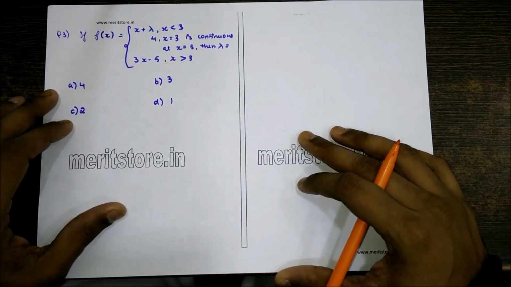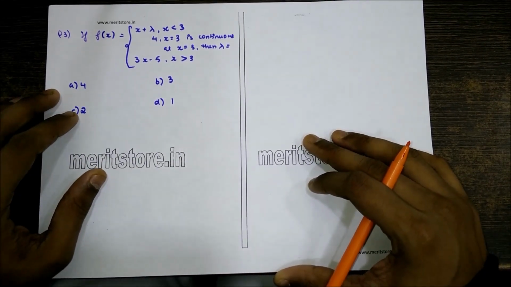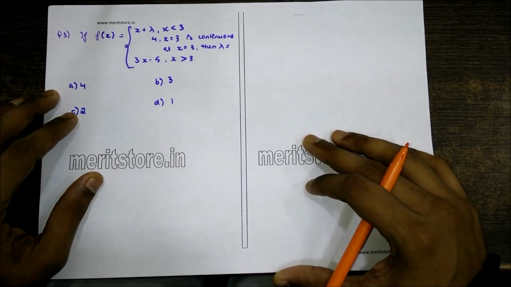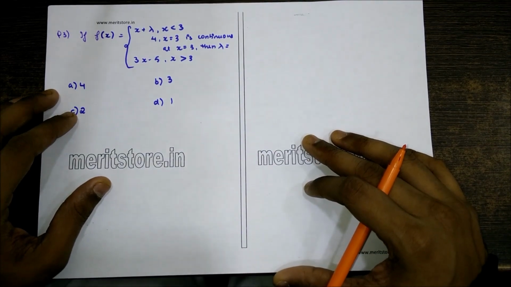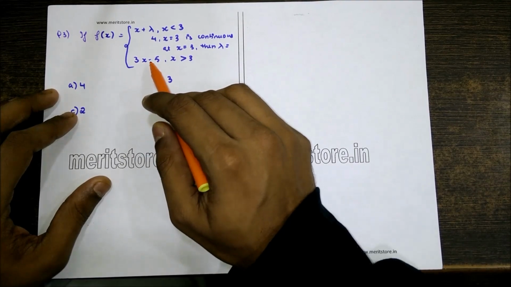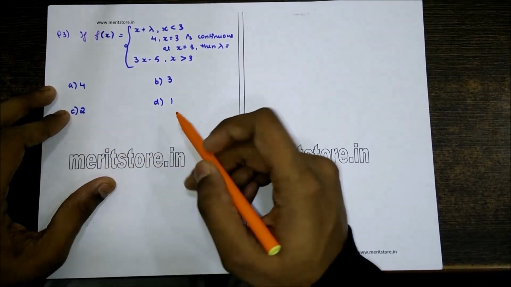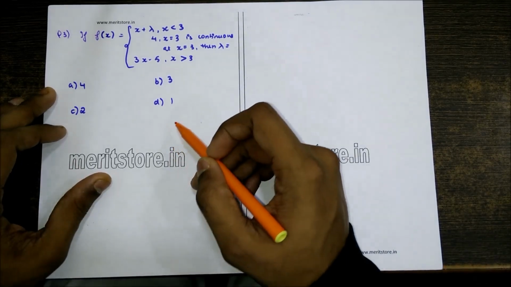If f of x is equal to x plus lambda for x less than 3, is equal to 4 for x is equal to 3, and 3x minus 5 where x is greater than 3, is continuous at x is equal to 3, then lambda is equal to? So the options are A 4, B 3, C 2 and D 1.